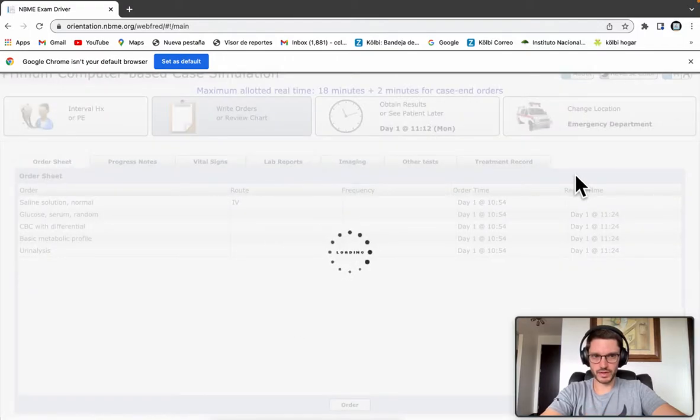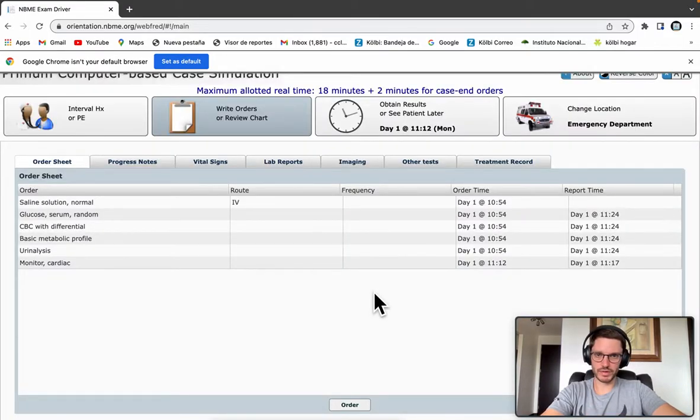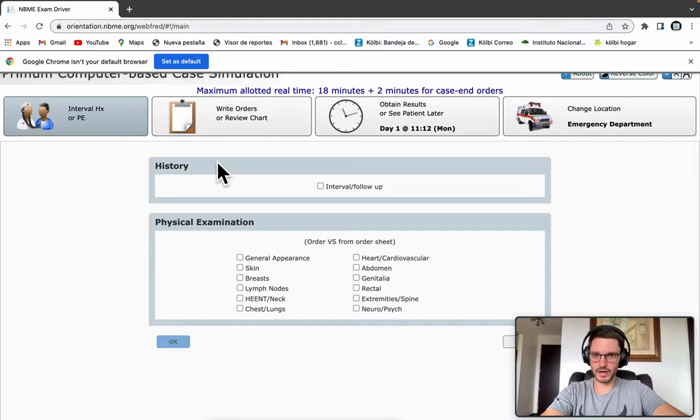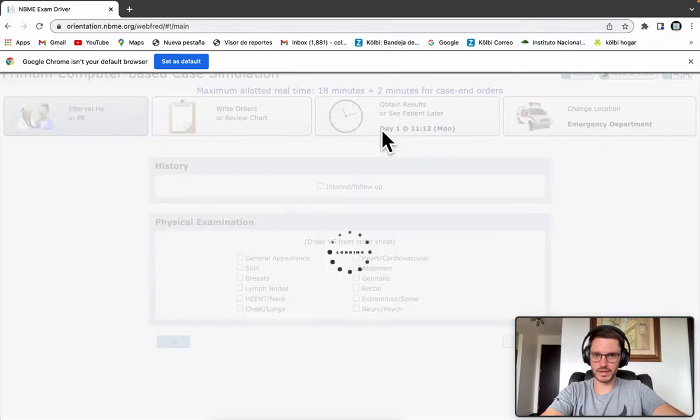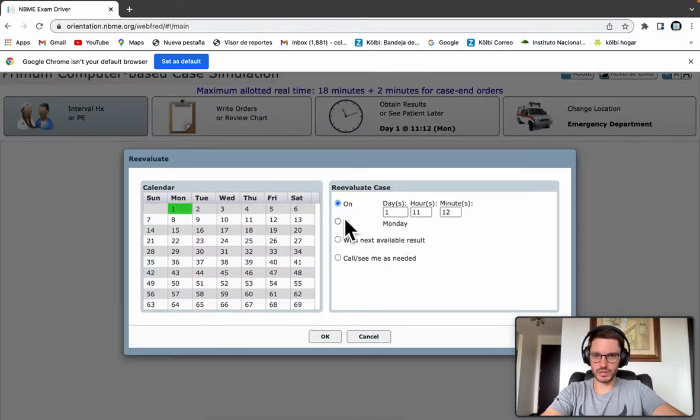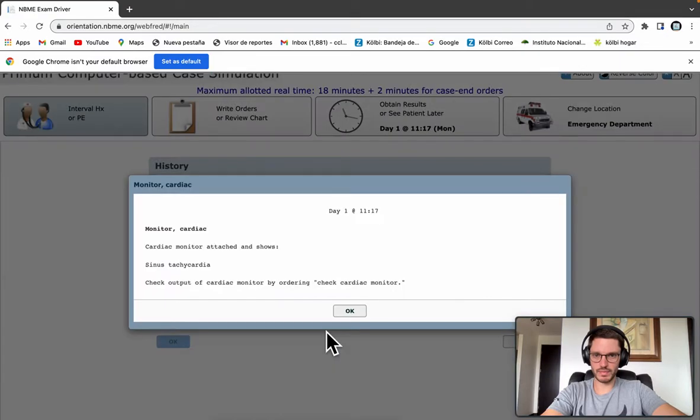We want her still in the emergency department. We're stabilizing her. Let's see an interval follow-up. Not yet. Let's see her in. How is she doing? With the next available exam, cardiac attached and shows sinus tachycardia. Check output. Okay.